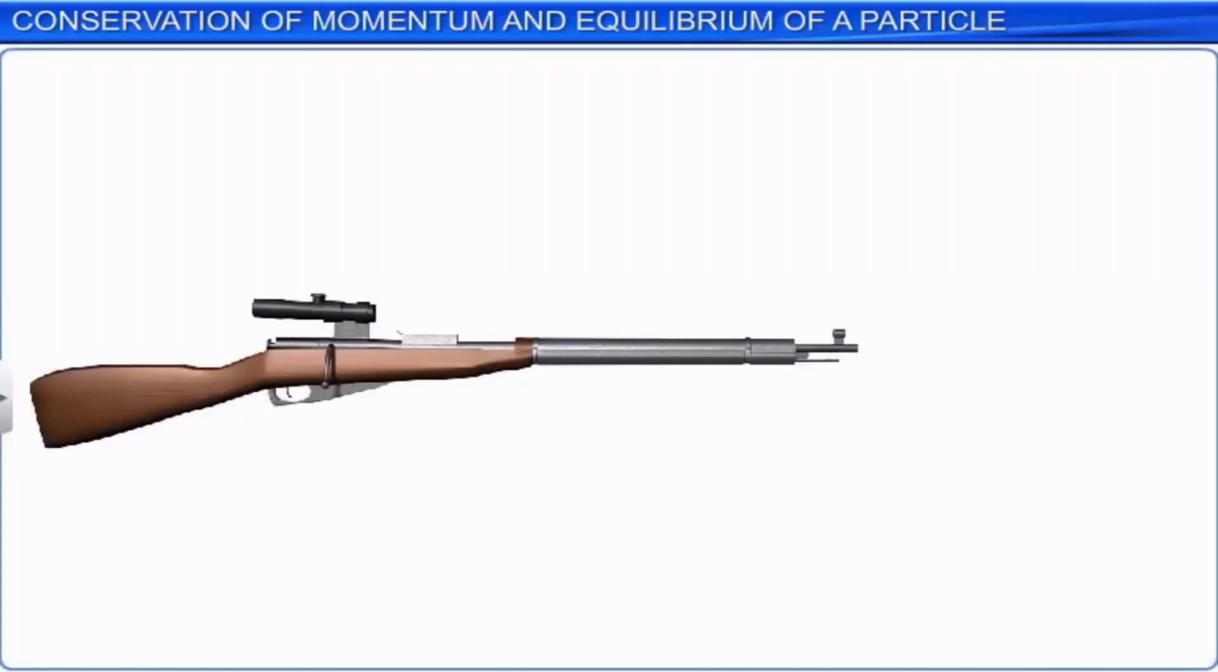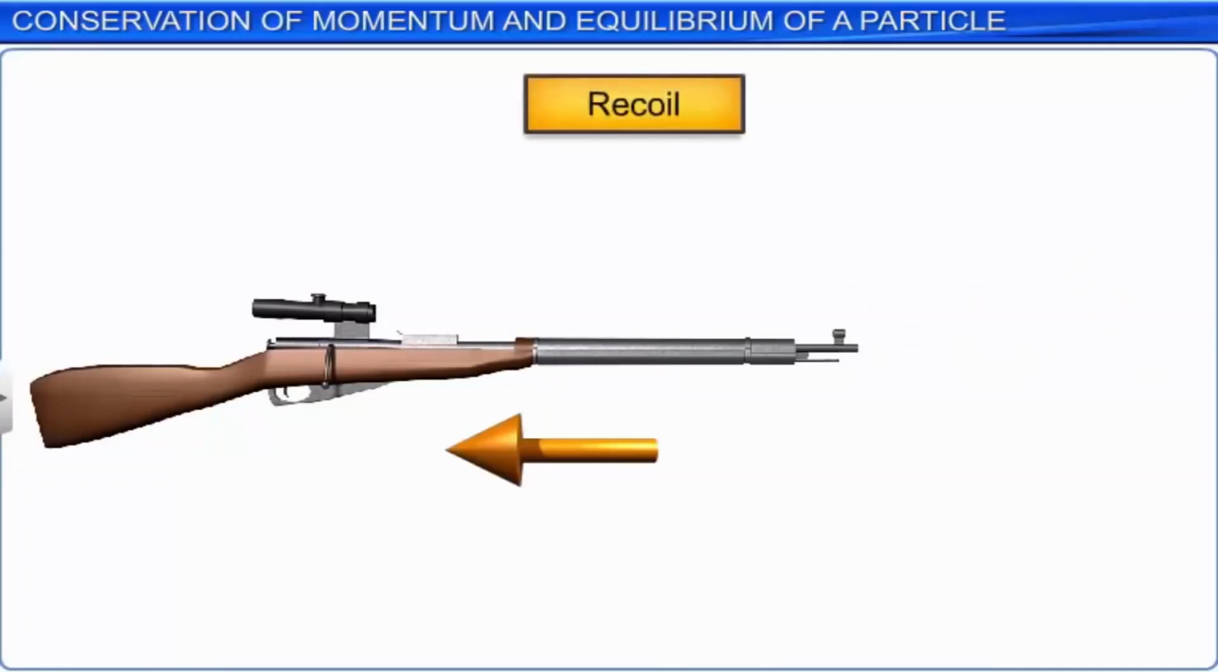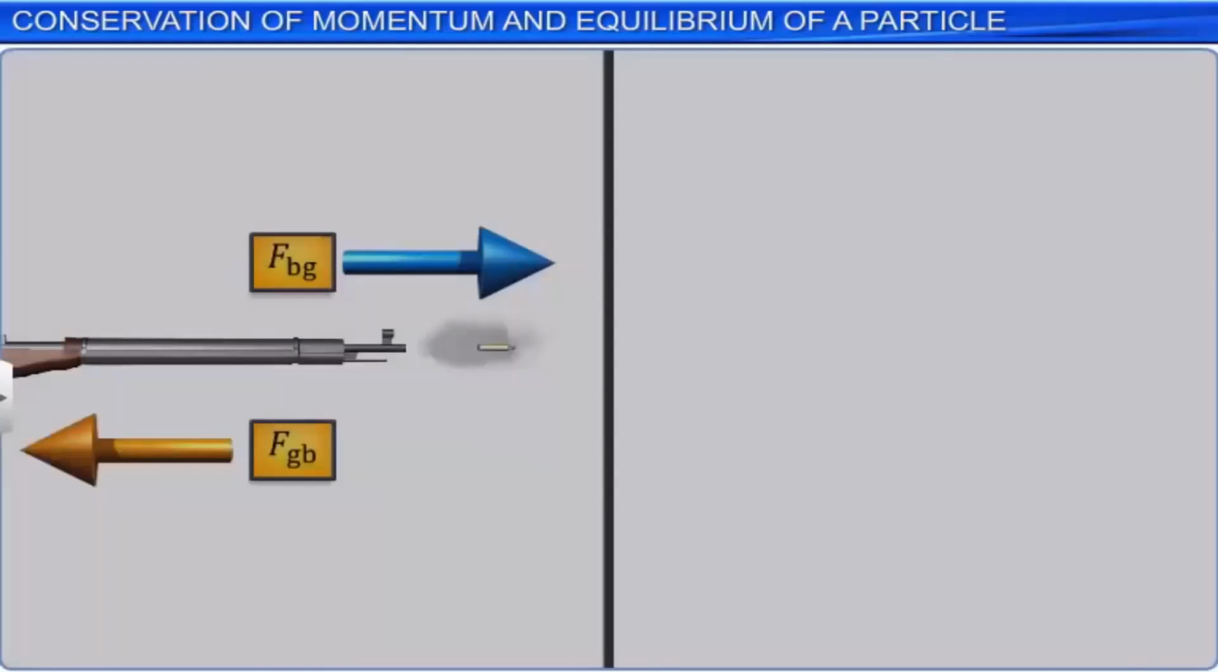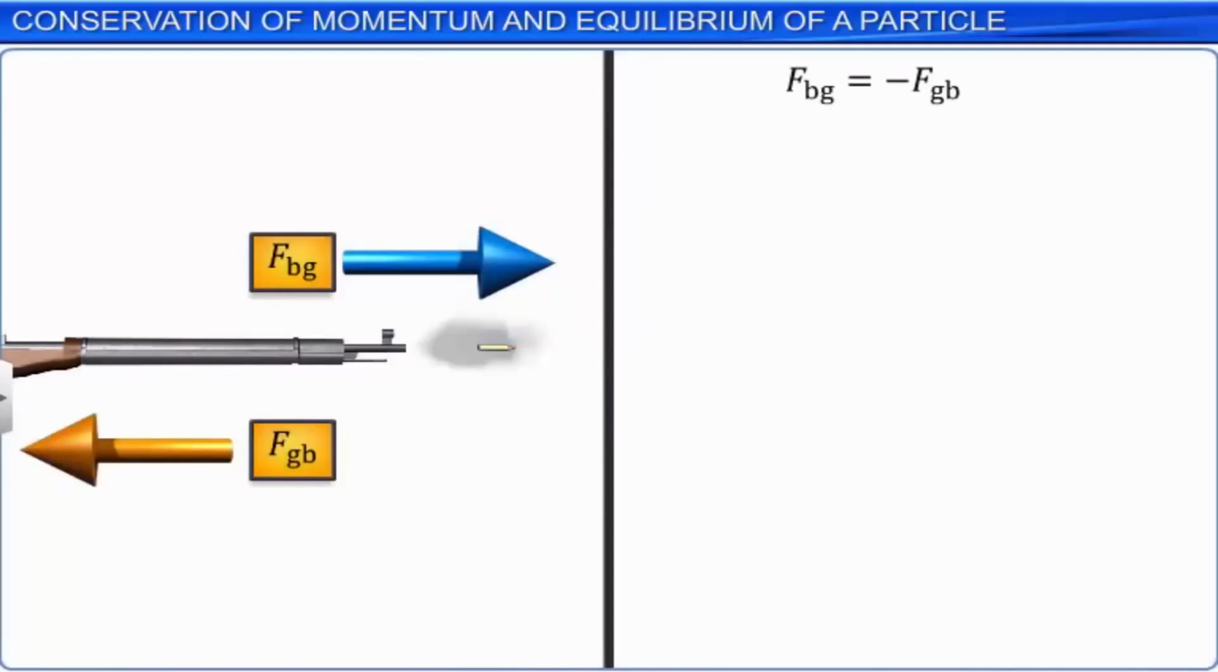According to Newton's third law of motion, the bullet too exerts an equal amount of force on the gun in the reverse direction, which is referred to as the recoil of the gun. If Fbg is the force exerted on the bullet by the gun and Fgb is the force exerted on the gun by the bullet, then Fbg is equal to minus Fgb. If delta t is the short amount of time for which Fbg acts, it is the same time during which Fgb acts.